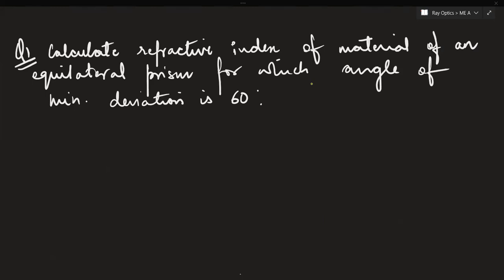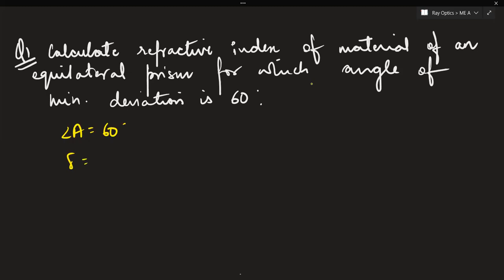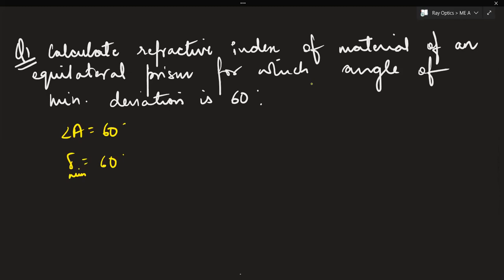Let's practice 1, 2 numericals. We have 10 minutes time. It says calculate refractive index of material of an equilateral prism for which angle of minimum deviation is 60 degree. Equilateral prism means angle of prism is 60 degree. Delta is given as 60. This is delta minimum, angle of minimum deviation. And you have to find out the refractive index.